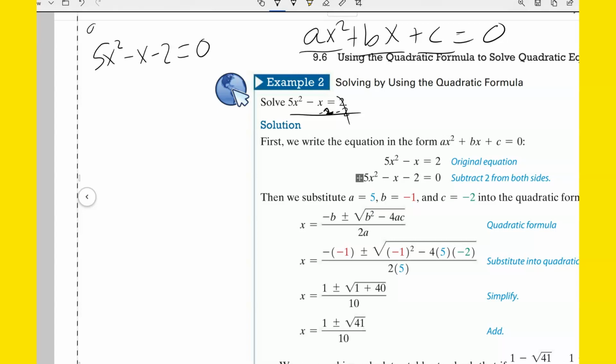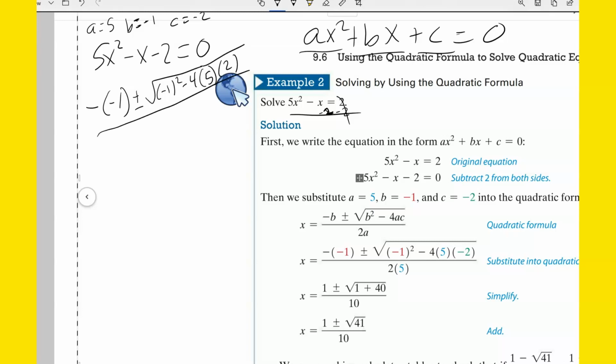What's my A, my B, and my C? My A is 5. My B is negative 1. And my C is negative 2. And I plug it into the quadratic formula. Negative B, so negative 1, plus or minus the square root of negative 1 squared minus 4 times 5 times 2, so that's 4ac, all over 2 times 5, so that's 2a. So that's going to be 1. Negative 1 is 1 plus or minus the square root of 1 minus 4 times 5 is 20. 20 times 2 is 40.